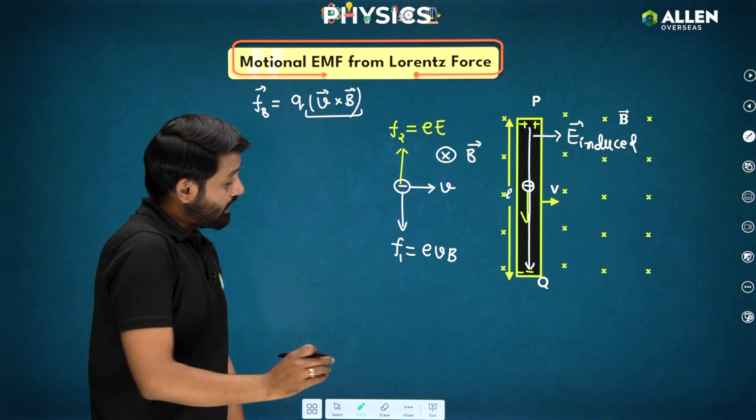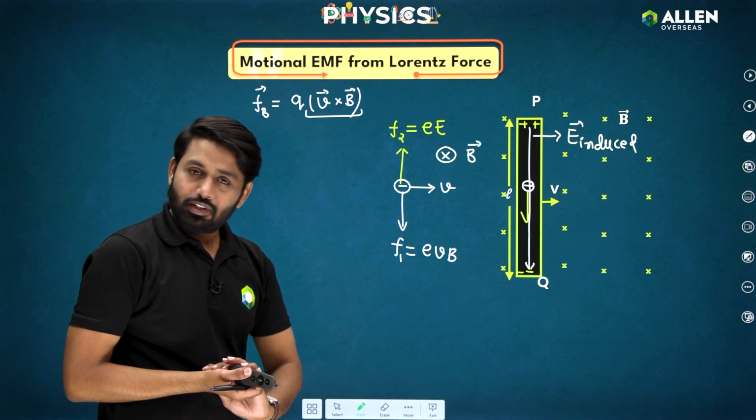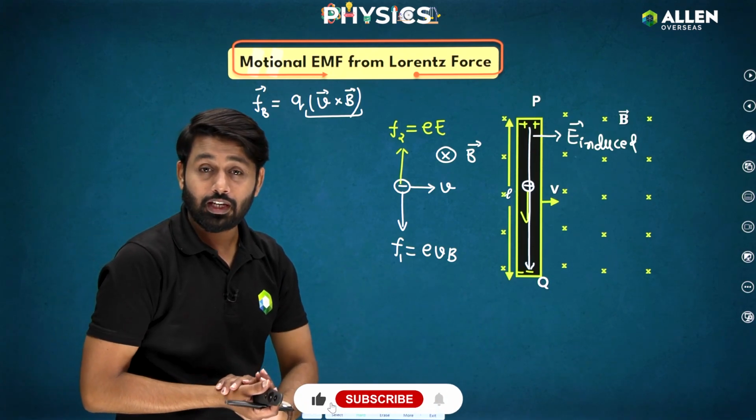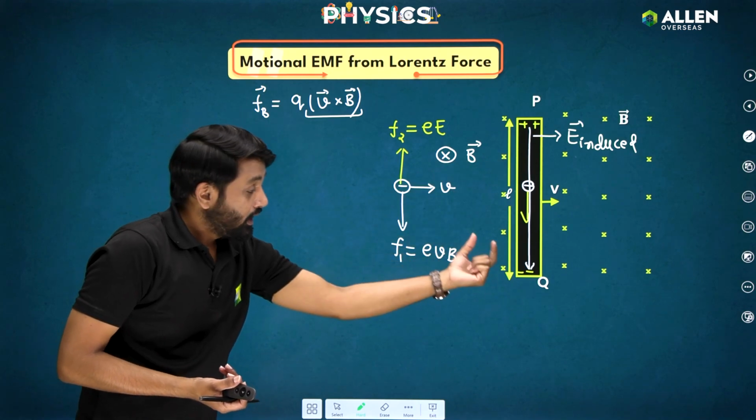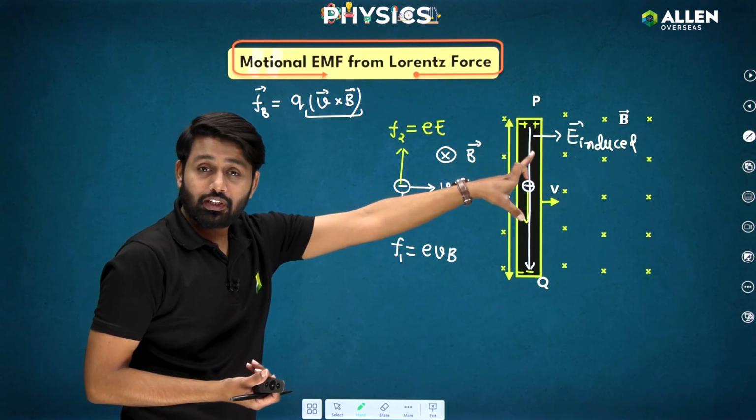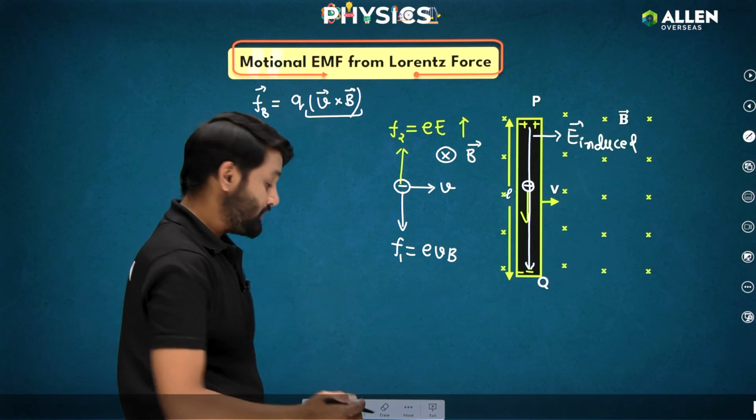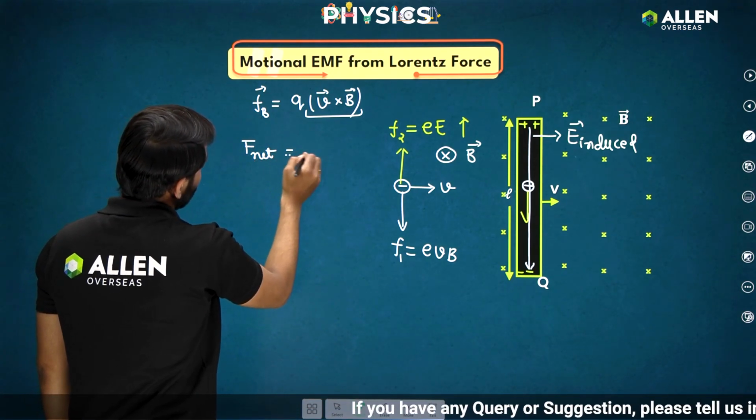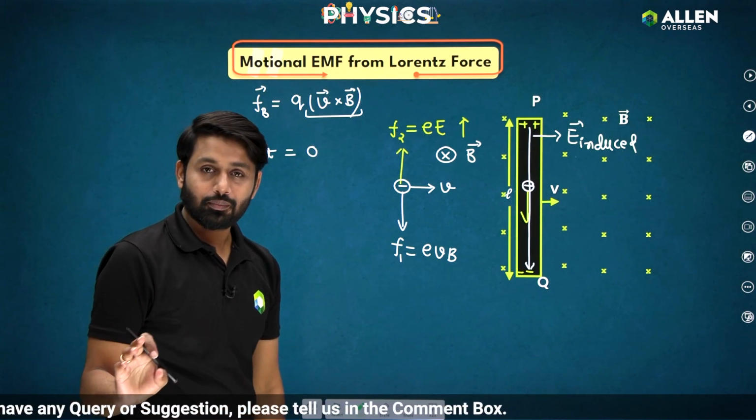Is that clear? Initially, the magnitude of this force is more than the magnitude of this force, so charges will move in this direction. After some time, what will happen? Charges are moving in this direction, the induced charge is increasing, so the electric field will increase. This force will also increase, right? So at electrostatic condition, the net force on the electron will become 0. After that, no charge will travel. Are you getting my point?